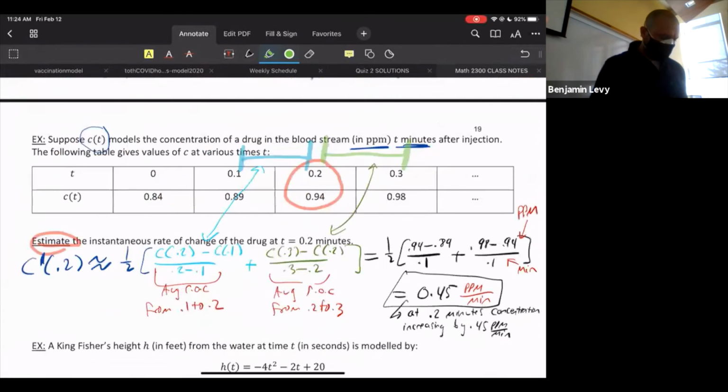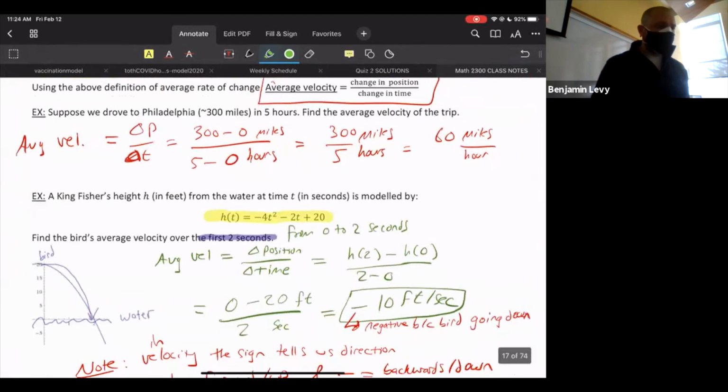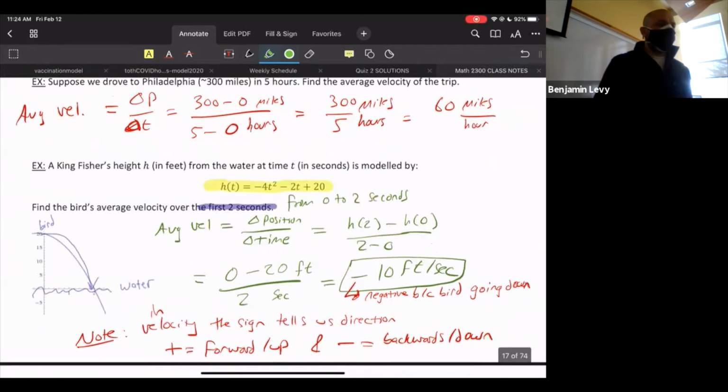So did we look at that one before? I think we did, right? We looked at this Kingfisher example previously, where we were looking at the average rate of change of this fish or this bird diving into the water. And we're going to revisit the same function, but think about the instantaneous rate of change, right?